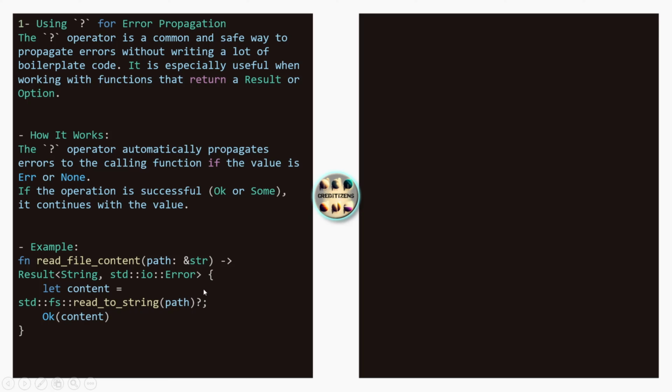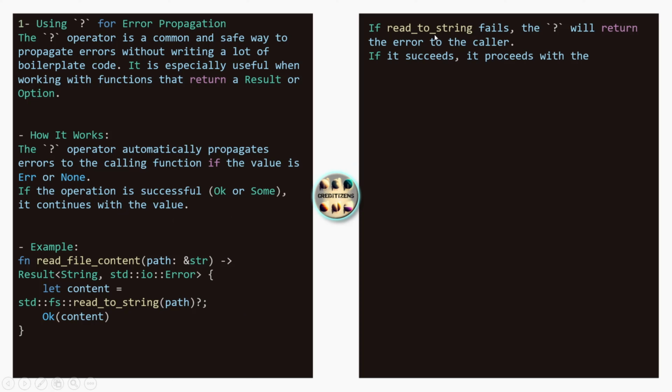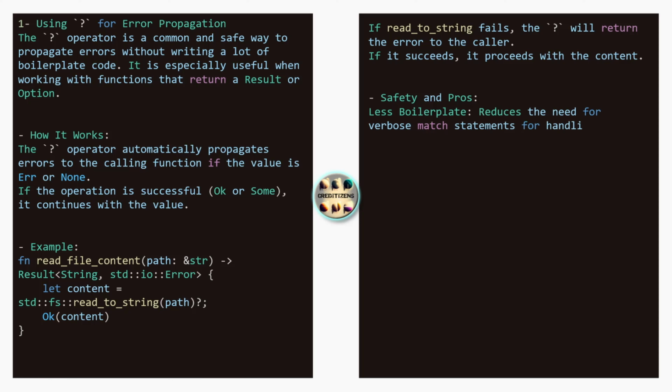So this is kind of lazy, and this is going to be evaluated when it's called. And here content, if the content is a string, it's going to be OK and keep going, otherwise it's going to return the error. So if the read to string fails, the question mark will return the error to the caller. If it succeeds, it will proceed with the content.